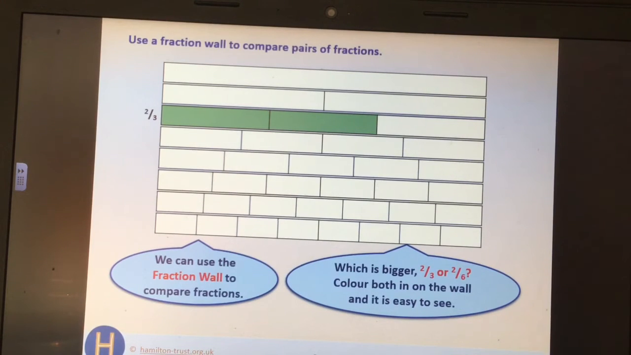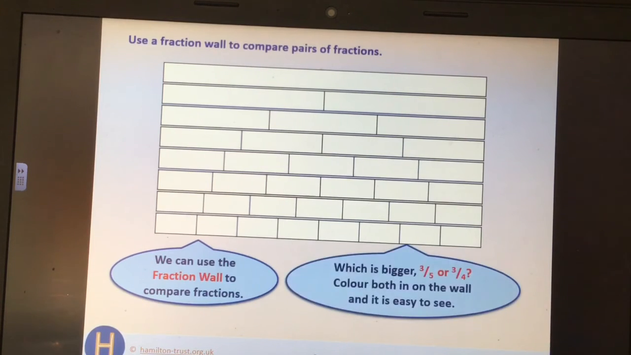In the strip with 6 pieces, there are 2 shaded in, and we can see quite clearly that 2/3 is larger than 2/6. We can write it like this at the bottom here: 2/3 is greater than 2/6. Remember that crocodile eating the 2/3? It'll want to eat the biggest thing.